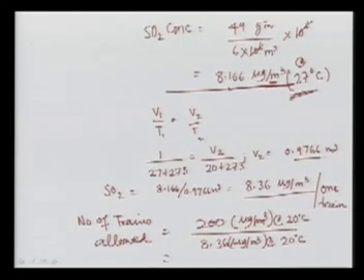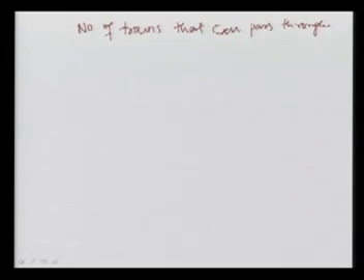200 divided by 8.36, and that comes out to be 23.92 trains that can be allowed to go through this one. Okay, so what answer came out to be? Number of trains, or diesel trains rather, that can pass through the village.